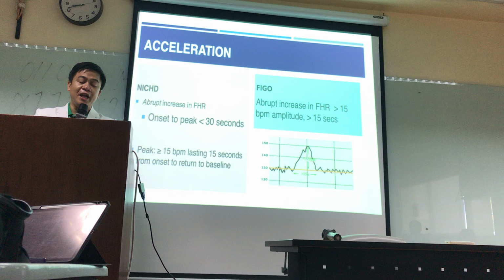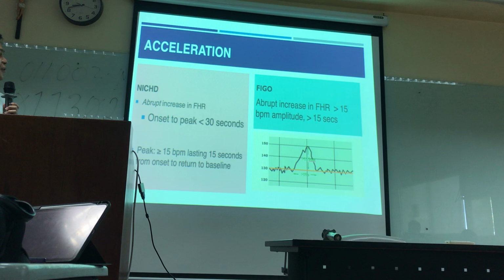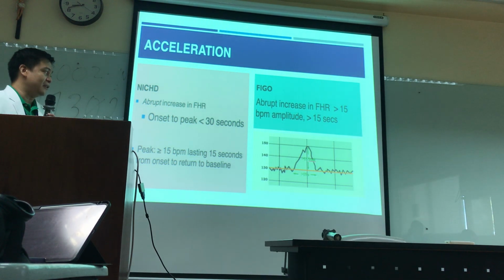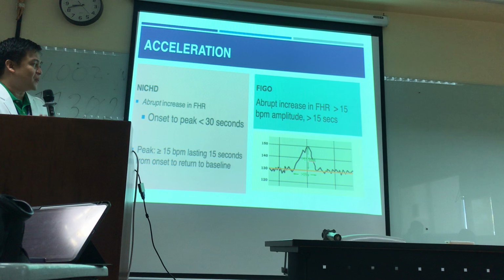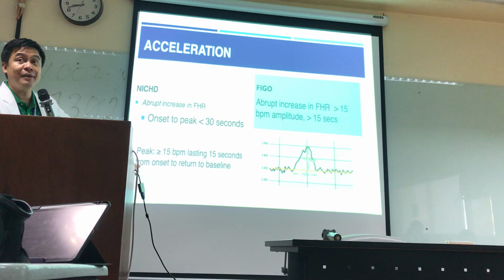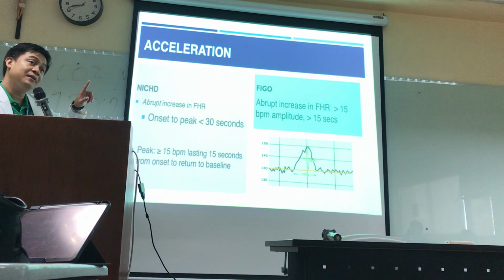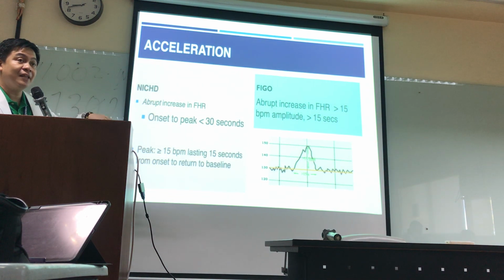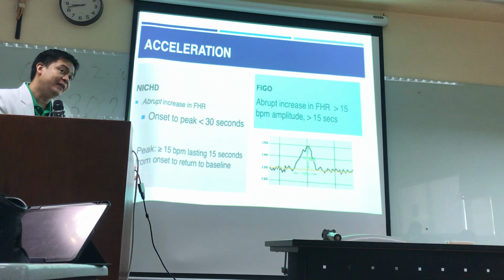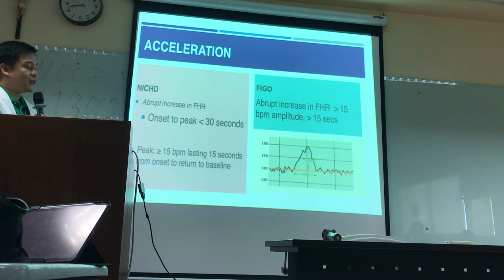Okay, now we move on to your acceleration. From the root word, acceleration, it's an abrupt increase in your fetal heart rate. The onset to peak is usually less than 30 seconds and it should be greater than 15 beats per minute lasting for 15 seconds from onset to return to baseline. Same as your NST, di ba? 15 beats per minute for 32 weeks and above, but for lesser than 32 weeks, pwede kang mag 10 beats per minute lasting for 10 seconds. So the same as with your FIGO.